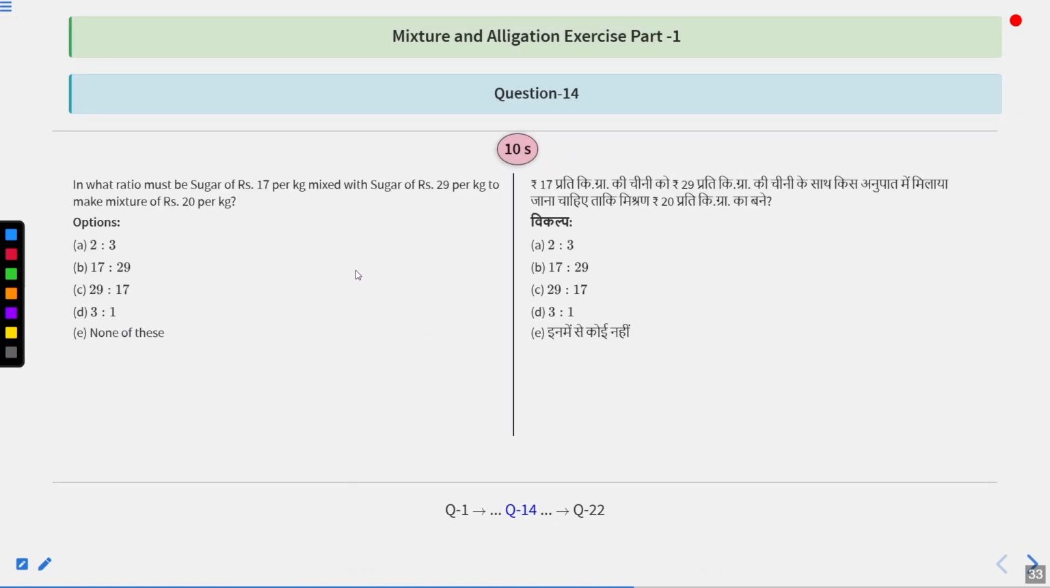Next one. In what ratio must sugar at 17 rupees per kg be mixed with sugar at 29 rupees per kg to make a mixture at 20 rupees per kg? Now you have 5 options and 10 seconds to analyze the question. Your time starts now.